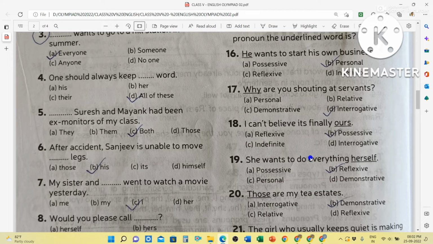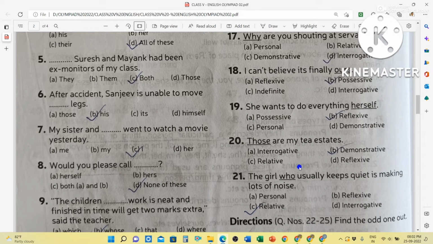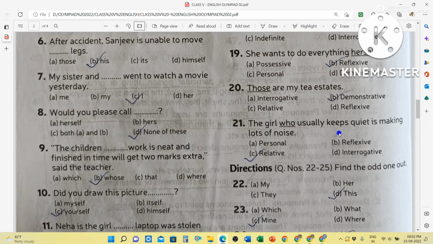She wants to do everything herself. Here herself is a reflexive pronoun. Those are my T-shirts. So here those means demonstrative. The girl who usually keeps quiet is making lots of noise here. Who is a relative pronoun.